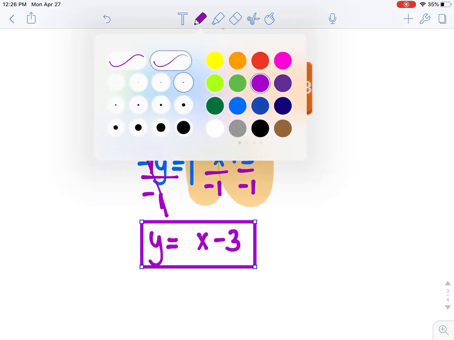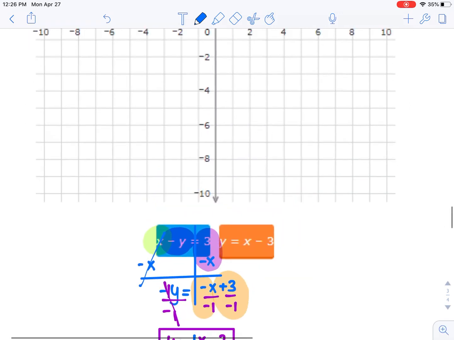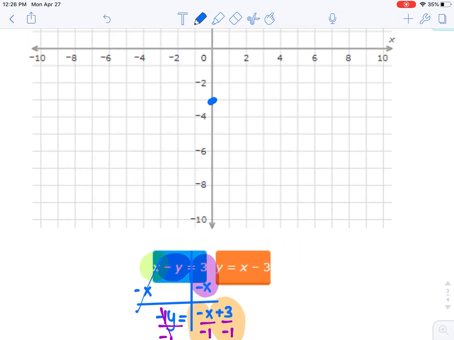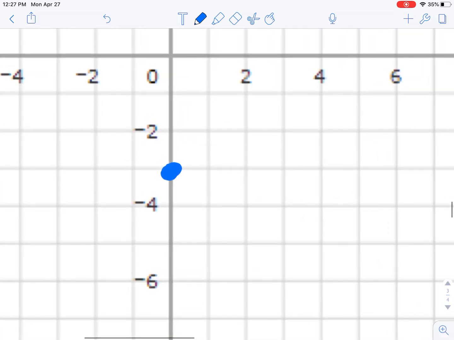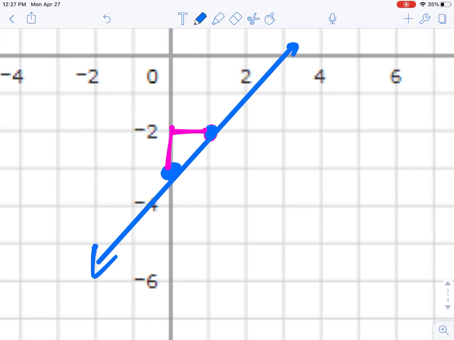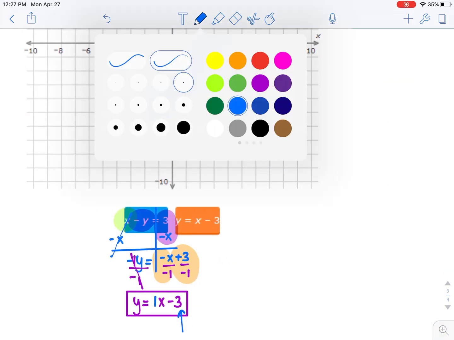Graphing this equation, our y-intercept is -3, but our slope is 1. Let's plot our -3 on the y-axis. With a slope of 1, it's positive. That means we're going to go up and to the right, so up 1 and to the right 1, and then plot your point. And when you plot your point, you're going to connect your dots. That triangle is not really there, it's just to help you create that slope as you're graphing.